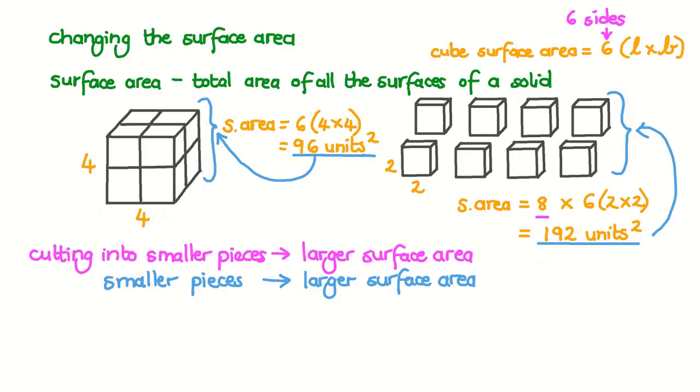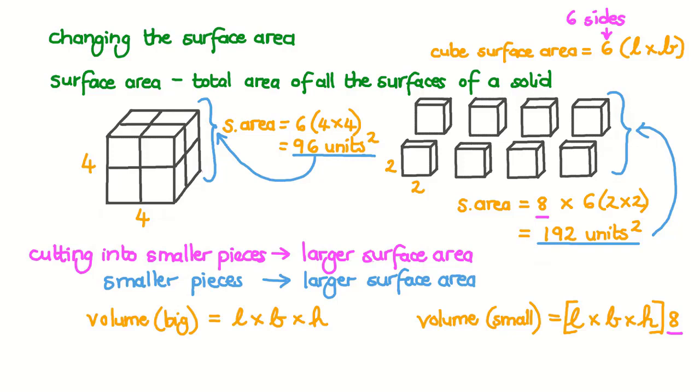In other words, smaller pieces of the same volume give a larger surface area. Let's check the total volume is the same for both. We can calculate the volume for the big cube by using length times breadth times height, and do the same for the smaller cubes, except this time multiplied by 8 because there are 8 little cubes in total. For the big cube, we get 4 times 4 times 4, and the little cubes 2 times 2 times 2 times 8. And we get the same final volume for both calculations.